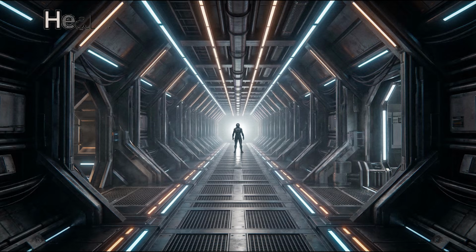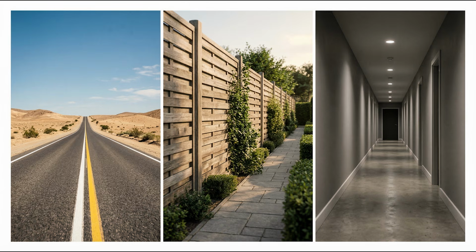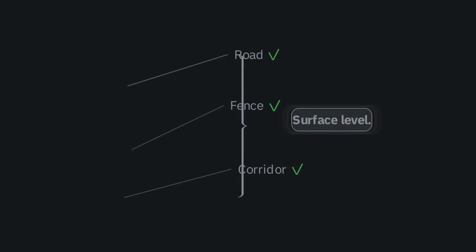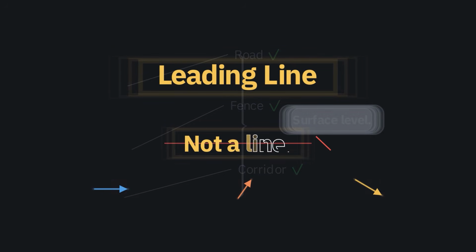The most powerful tool you have for this is leading lines, and it's probably the one that you've already heard of. But most people think of leading lines as literal lines, roads, corridors, fences. And yes, those do work, but that's just the surface level version. A leading line is anything in your image that has a direction. It does not have to be a line at all.